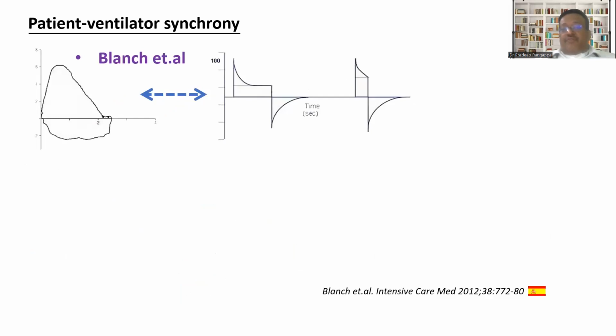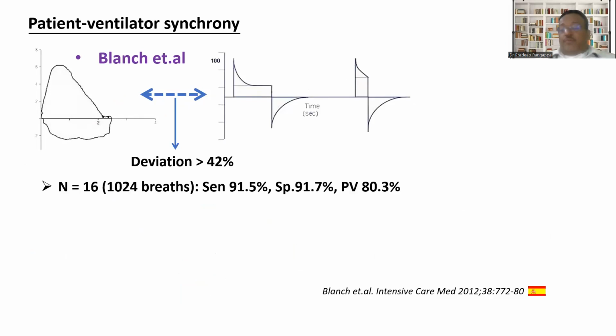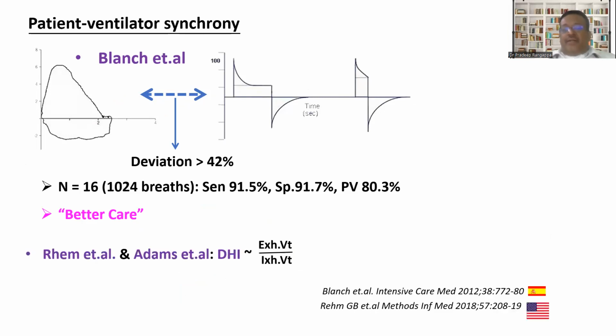This was another study from France where they showed there was a lot of divergence between the flow-time and the flow-volume loops. There was a deviation of more than 42%, which means there was a dysynchrony prevailing. In 16 breaths they assessed, and the sensitivity and specificity were very good. And Better Care is the AI software that is incorporated into certain ventilators, which sorts out all this dysynchrony and asynchrony problem. And this is where we are heading.